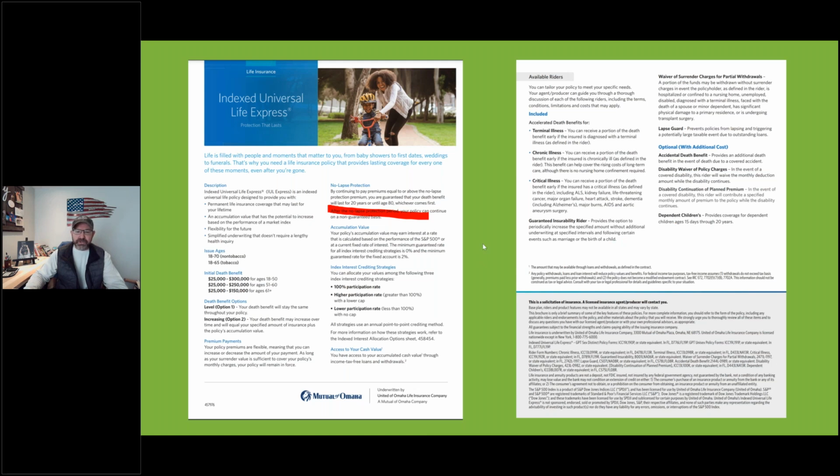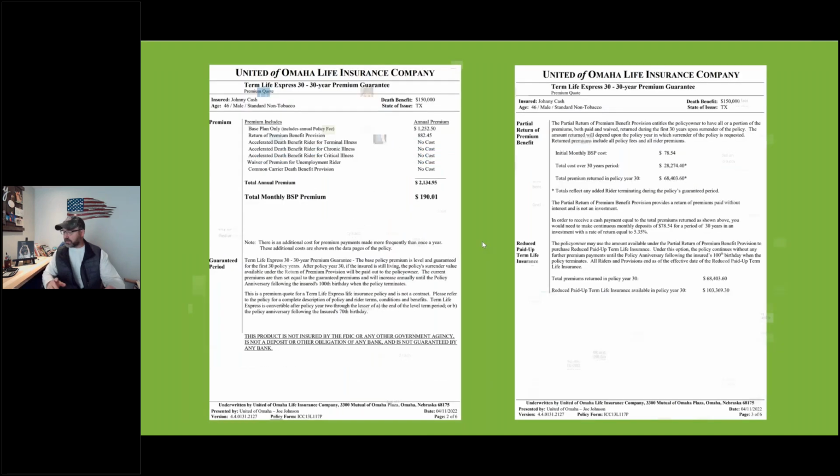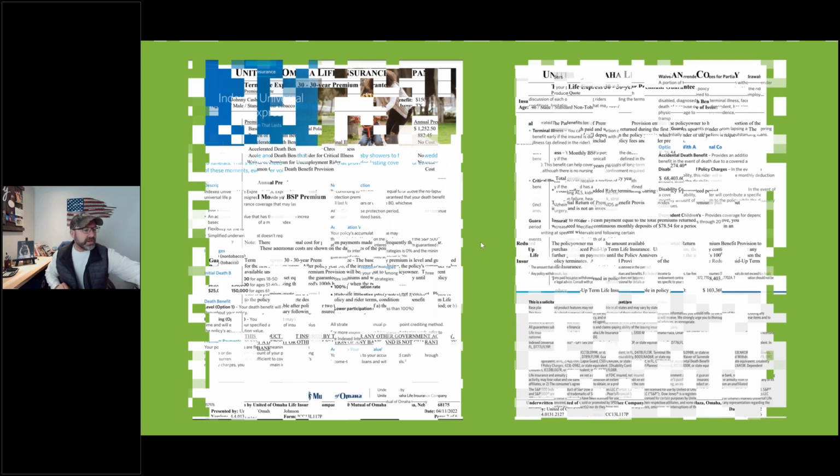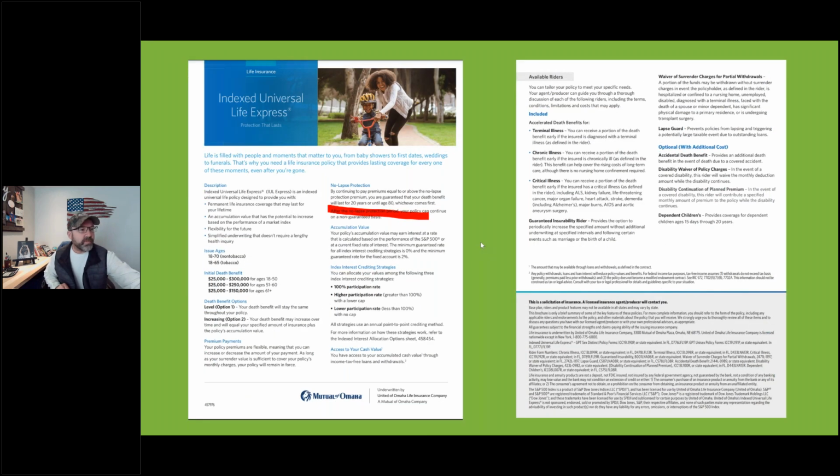Now what I want to do, let me stay on this screen. I put together a sheet here. This is where you may want to take some notes. I put together my own personal list of pros and cons for each product, okay? So I'm going to read from my notes. First, we're going to go over the Term Life Express, some of the things that I like about the product.